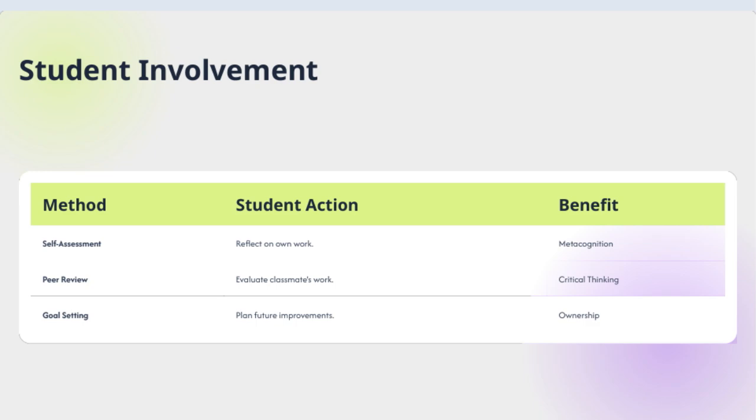To make this effective, student action and student involvement are essential. They need to be actively participating in these processes. The method we use should encourage this involvement, creating a learning environment where students are engaged and responsible for their own development. When students are involved and take ownership, learning becomes more meaningful and impactful.